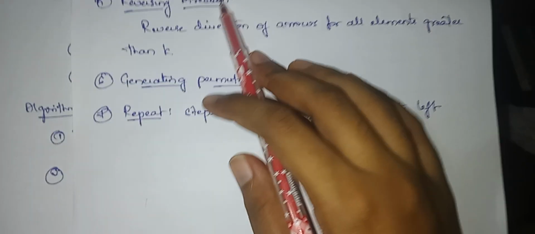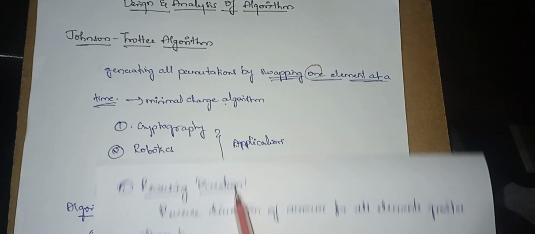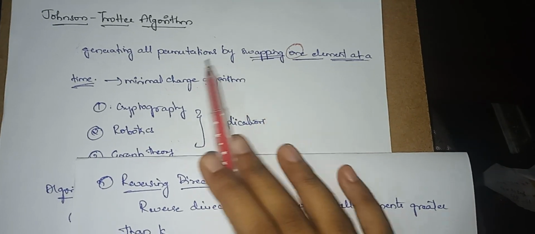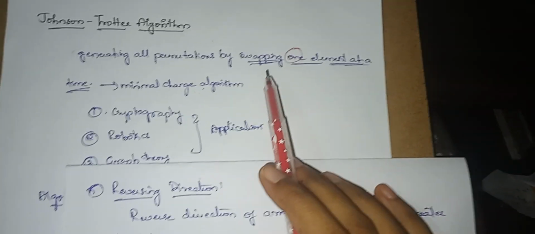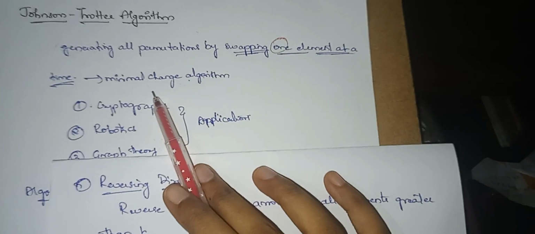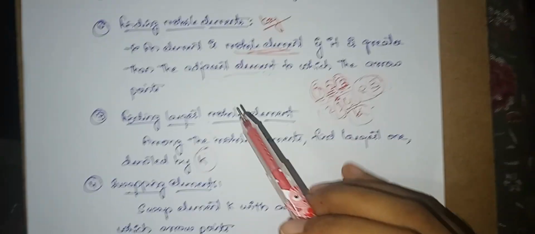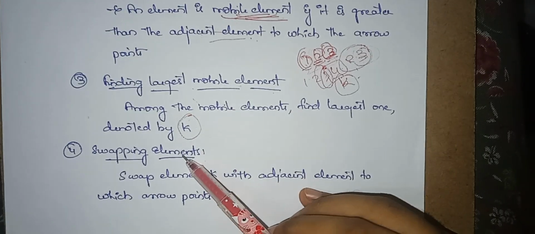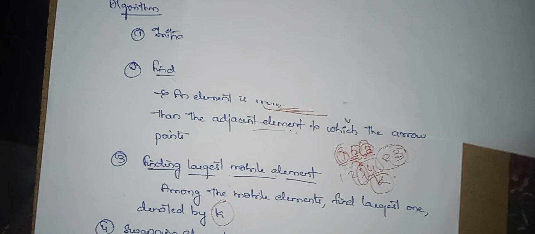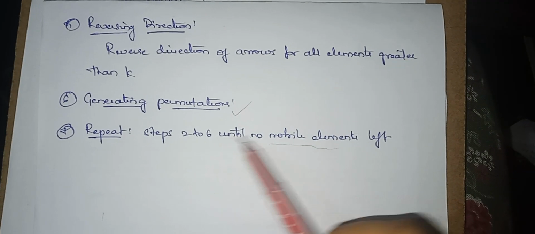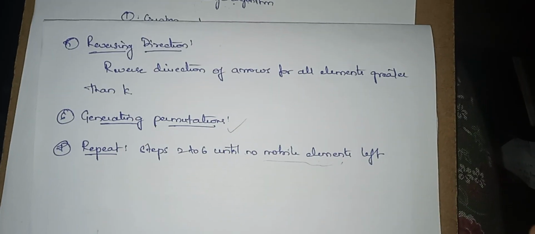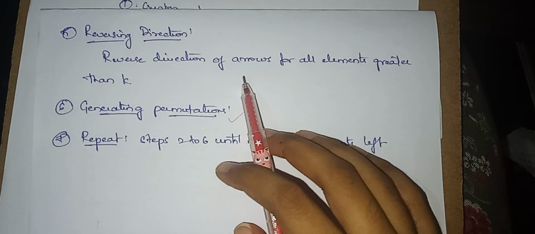So that is what the Johnson Trotter algorithm is. The Johnson Trotter algorithm is nothing but generating all the permutations by swapping one element at a time. So we have discussed the applications, the algorithm, initialization, finding mobile elements, finding the largest mobile element, swapping elements, and next you have to reverse the direction. Next, generate the permutations, until no mobile element is left. So this is what the Johnson Trotter algorithm is.